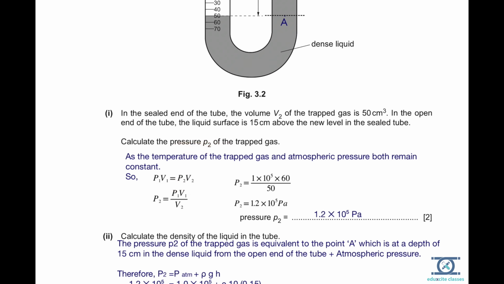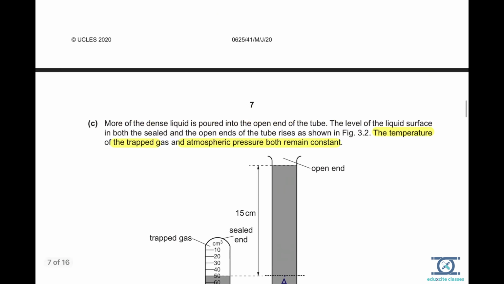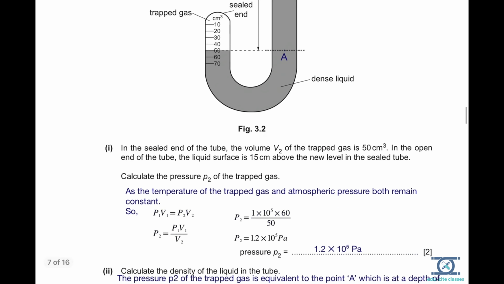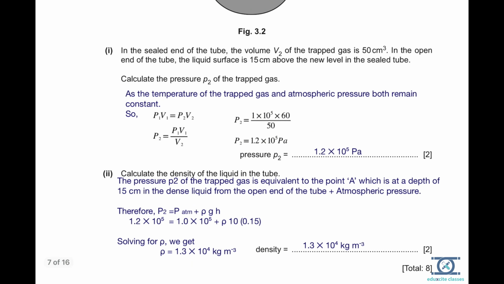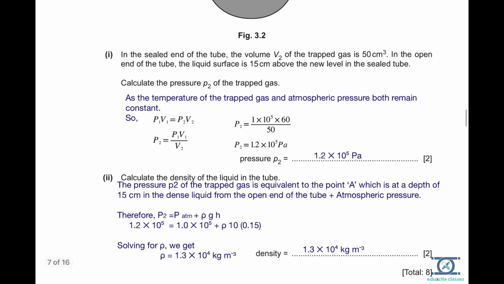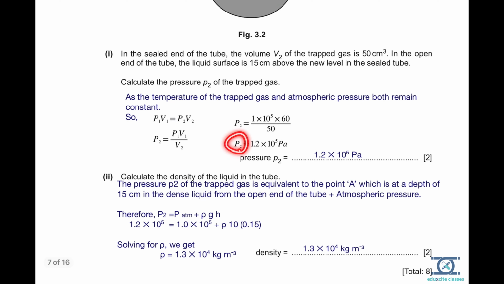We know that the initial pressure was equal to the atmospheric pressure, which is 1 into 10 raised to power 5, and the initial volume given to us is 60. So V1 is 60 upon V2, which is 50. Just by putting in the values, we get the value of the pressure of the trapped gas, which comes out to be 1.2 into 10 raised to power 5 Pascal.